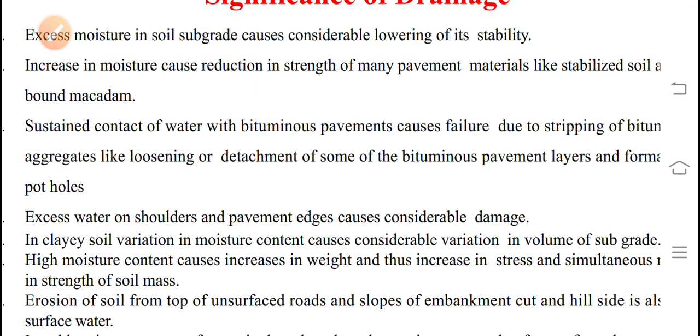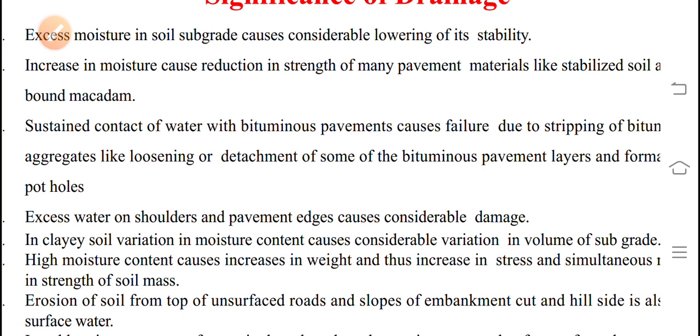Excess water on shoulders and pavement edges causes considerable damage to the pavement. In clay soil, variation in moisture content causes considerable variation in volume of subgrade. Depending upon the type of soil present in the subgrade, there will be increase in the volume because of absorption of water. Unless we remove the water from the subgrade, it may not be quite possible to obtain or retain the same strength with which it was designed and constructed.